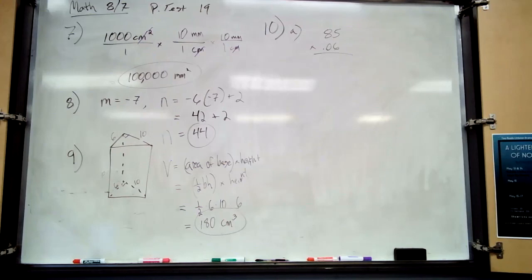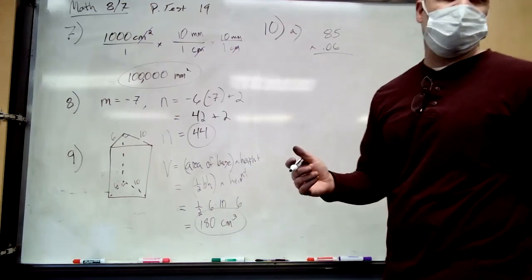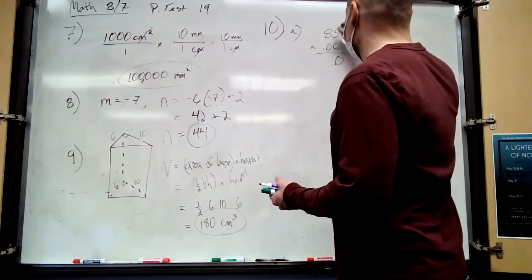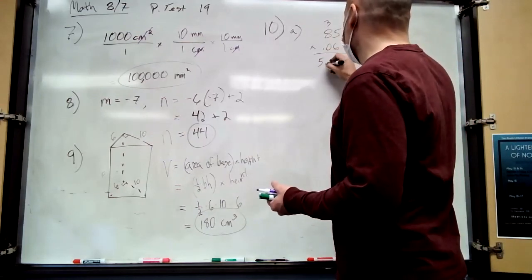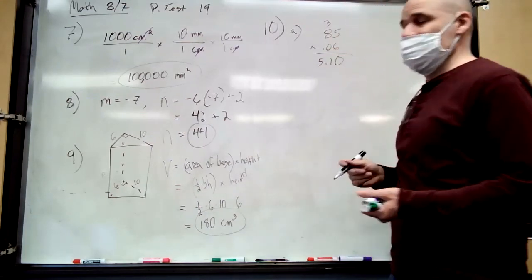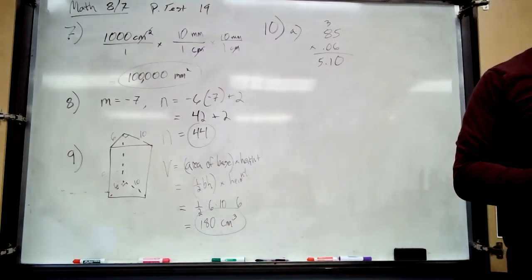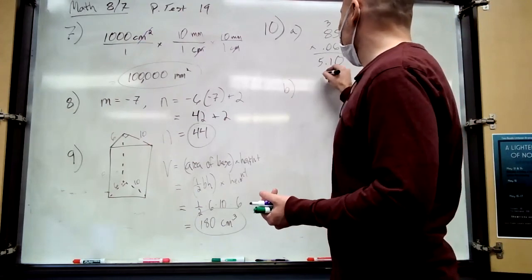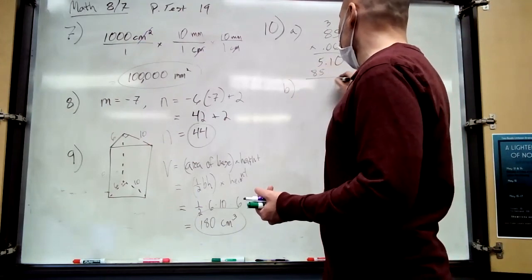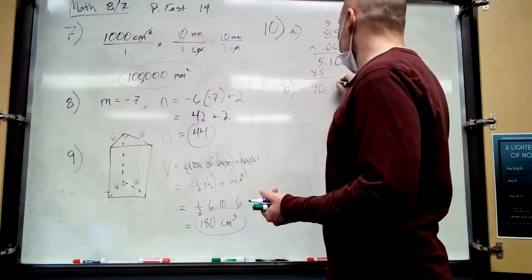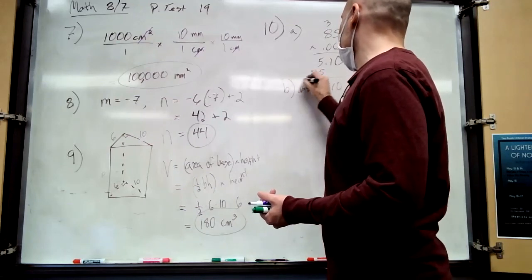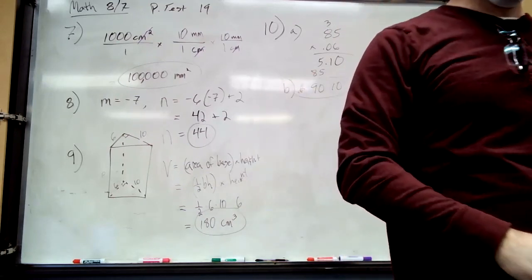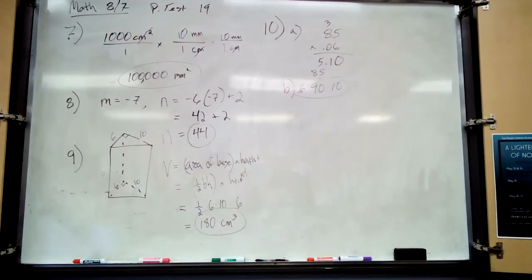All right. So part A just asked you for the tax. So this is just finding 6% of 85. Okay. So that's $5.10. Right? So the total price is going to be that added to 85. So then you get $90.10. Make sense? Yes. All right.